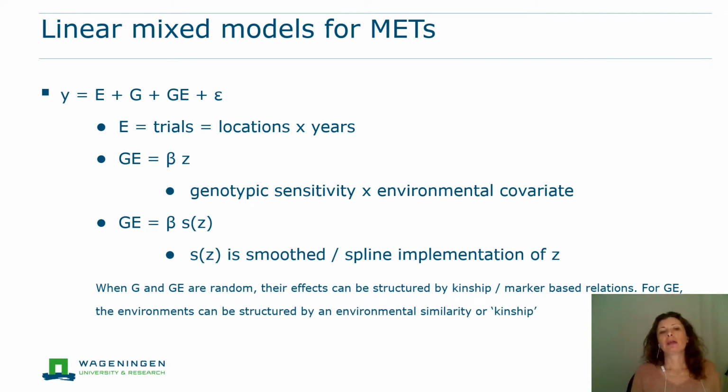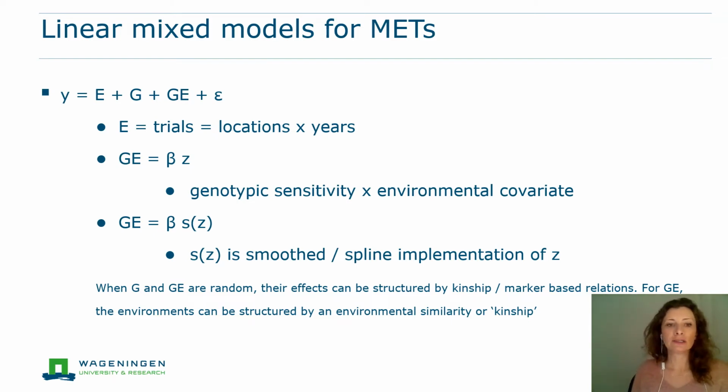There are different types of models that can be used. Most of them are linear mixed models that are quite popular. And here at the top, I start with the most basic model that we can have, basically, in which we have an environment main effect, a genotype main effect, and a genotype by environment interaction. Both environment and G by E parts can be decomposed in different terms that describe the contribution of locations and years.